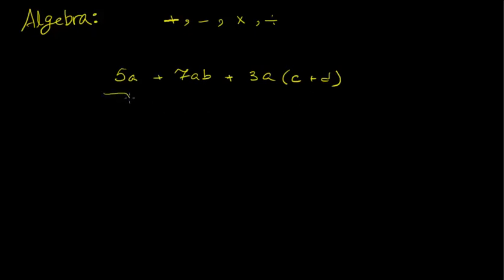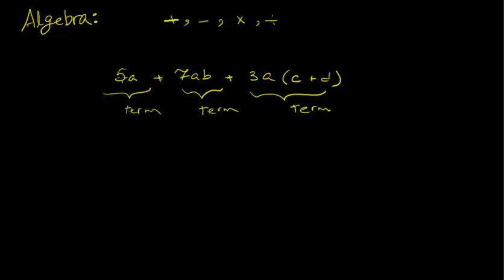Every segment here is called a term. In algebra, when numbers are added or subtracted, they are called terms. So we have a term here, the second term is here, and this one is also a term. Although we have parentheses here, parentheses means we have to treat it as a whole.